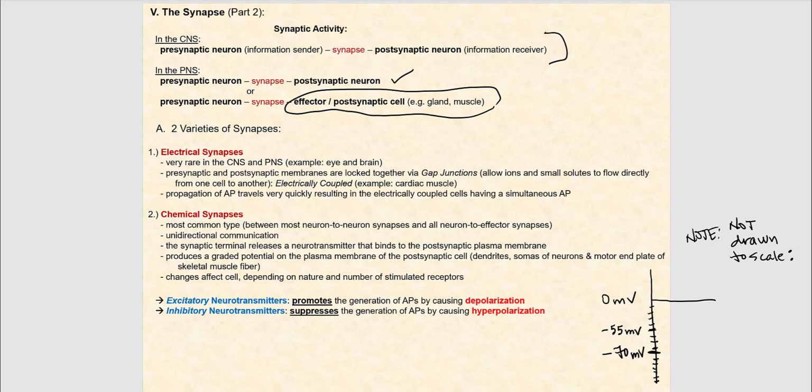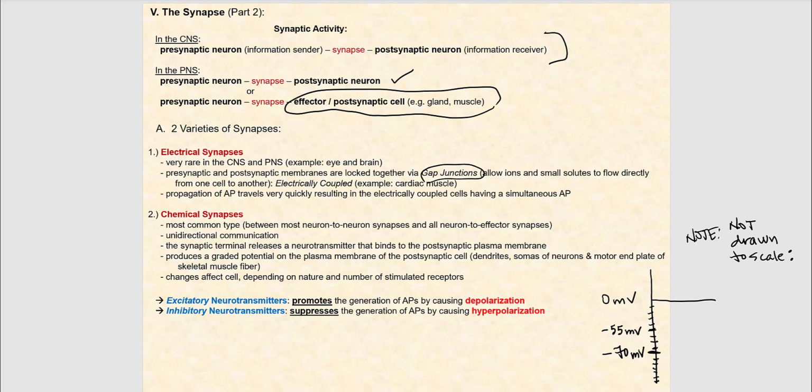We have the electrical synapses and the chemical synapses. So I'm just going to briefly mention the electrical synapses. We're not going to really talk about that as far as our discussion of synapses. You'll see this mostly in 224. So electrical synapses, which are rare, by the way, in the central nervous system and the peripheral nervous system, involve gap junctions, all right? Those so-called communicating junctions that we talked about when we talked about cell-to-cell junctions.